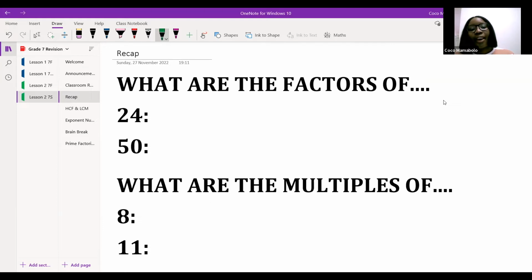Now, remember, guys, factors are numbers that when multiplied together give us the number we're looking for. So if I wanted the factors of 6, I know that 1 times 6 will give me 6, and I know that 2 times 3 will give me 6. So I'm going to give you guys a few minutes to do that for the factors of 24 and 50. And when you are ready, pop any emoji that you would like in the chat.